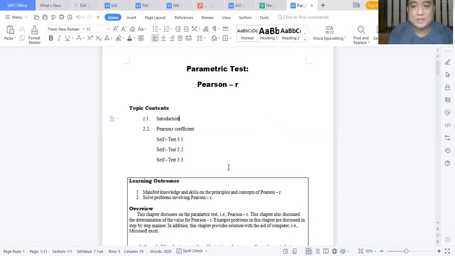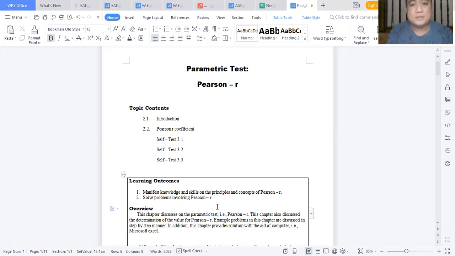And these are the contents of this learning material: Introduction, and the Pearson R coefficient, for which I will tackle two problems, but I will just discuss one problem because the first problem is almost the same as the second problem. And these are the learning objectives of this learning material. Number one, manifest knowledge and skills on the principles and concepts of Pearson R, then solve problems involving Pearson R.